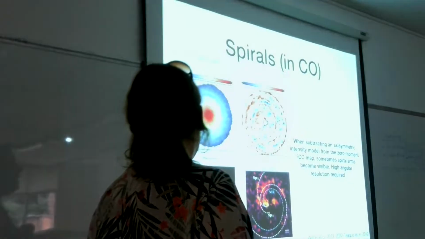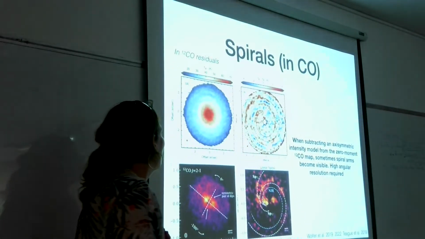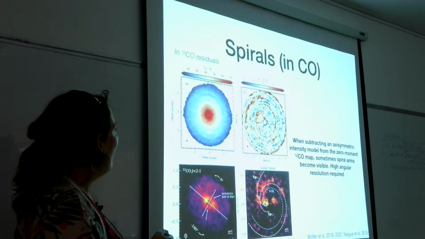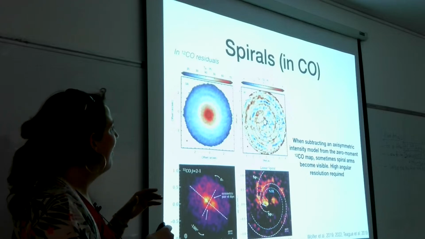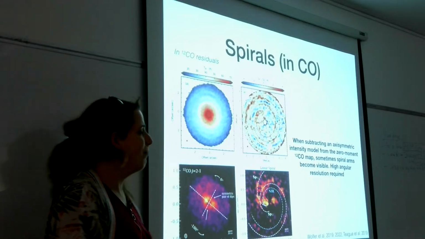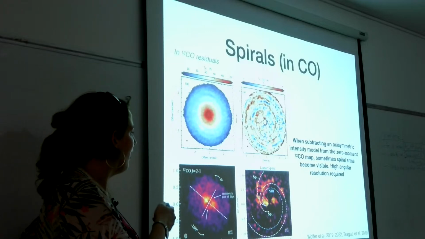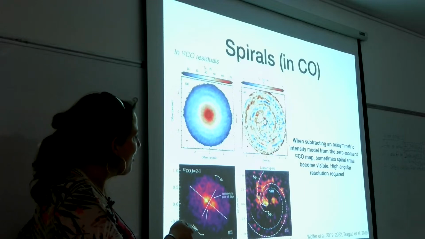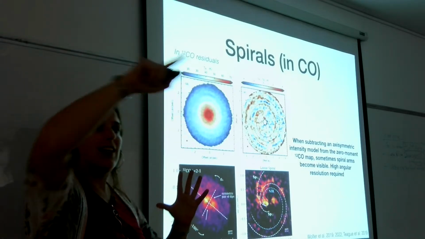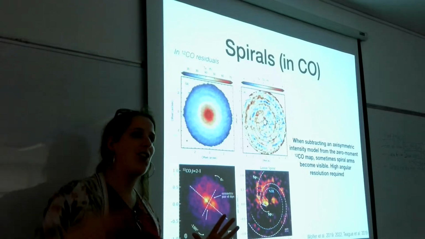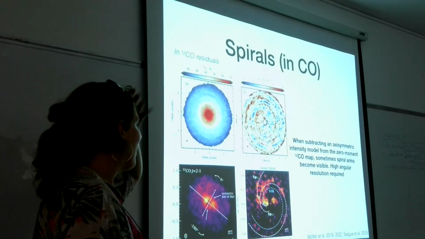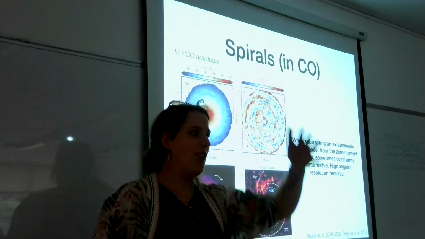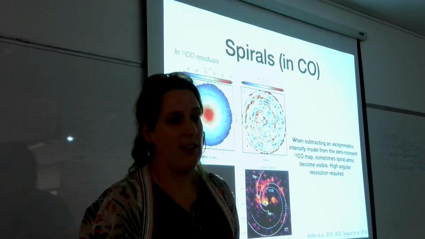Spirals are also seen in ALMA CO emission. So you don't immediately see this if you look at the integrated CO map. But if you subtract an axisymmetric model image from your zero moment map, you're left with this residual. And in this residual, and also in this one, you can recognize a spiral shape. So the idea is that also in 12CO we are somewhat sensitive to the surface variations in certain spiral arms.